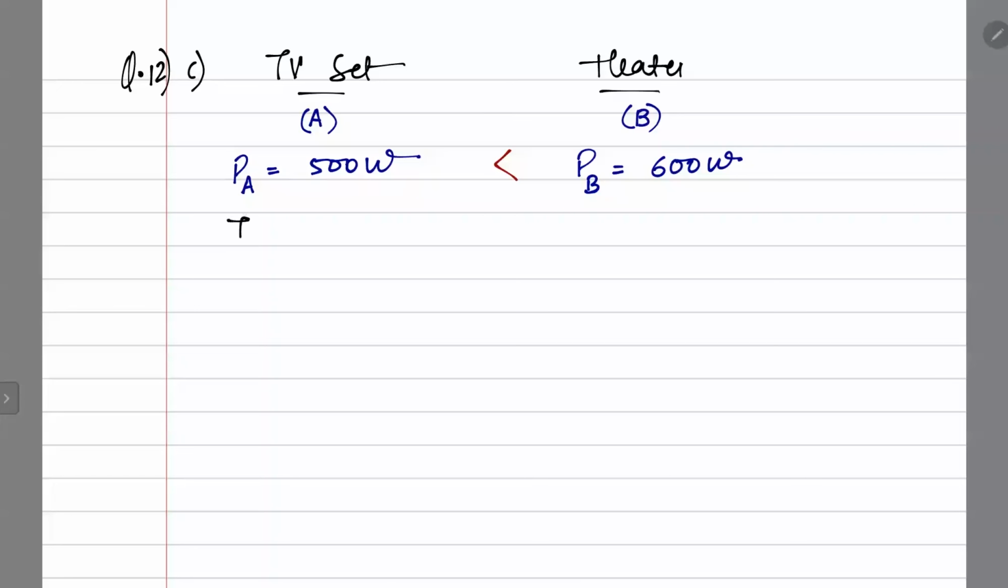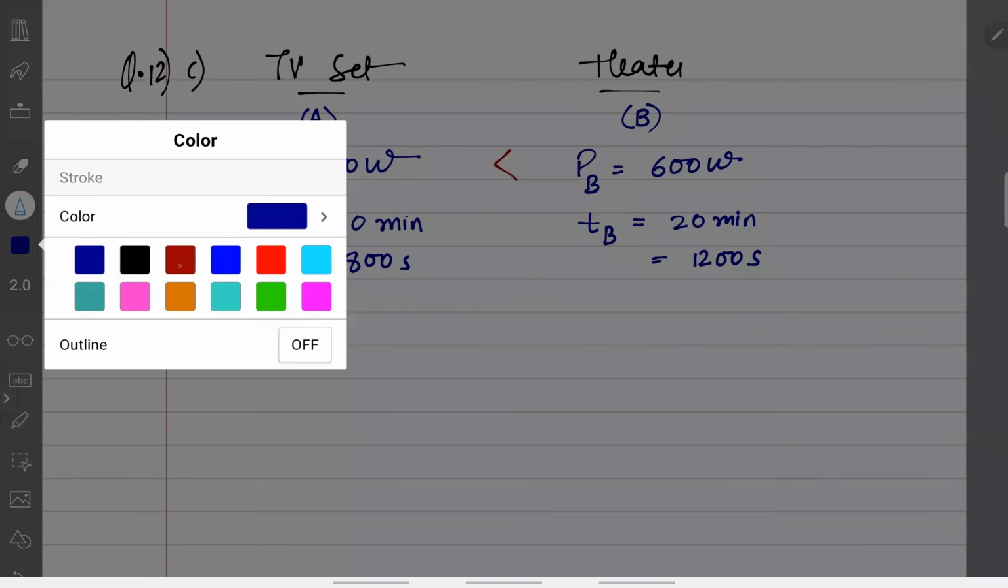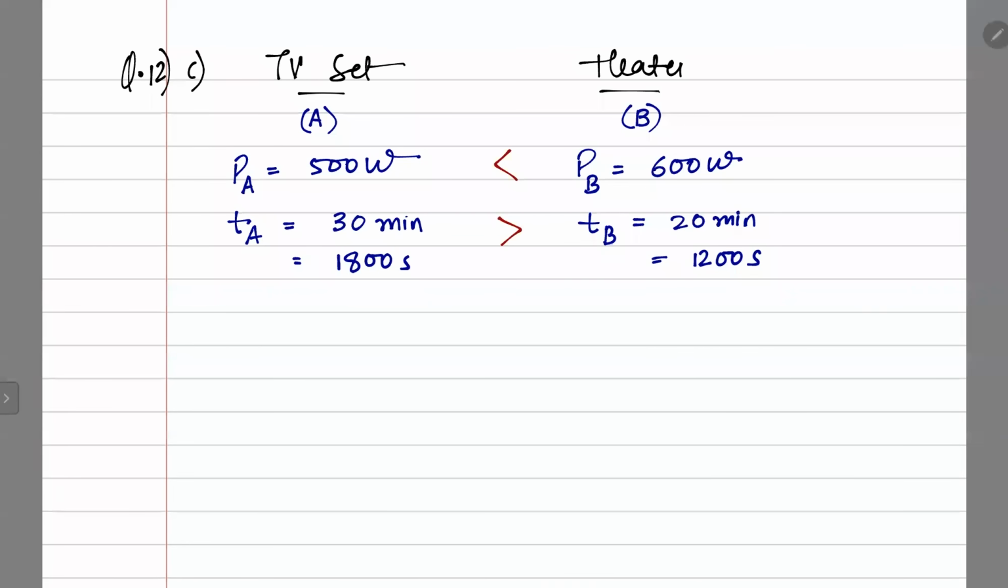So the time. टीवी सेट ए कितने समय तक ऑपरेट किया गया? टीवी सेट ए को ऑपरेट किया गया फॉर 30 मिनट्स. एंड टीवी सेट बी को कितना ऑपरेट किया गया? टीवी सेट बी को ऑपरेट किया गया फॉर 20 मिनट्स. For 20 minutes. Now 30 minutes can be written as 30 into 60, which is 1800 second, and 20 minutes can be written as 1200 second. अब अगर तुम टाइम में देखोगे, then time of A is greater than that of B.